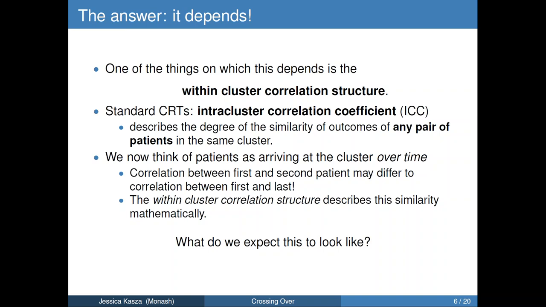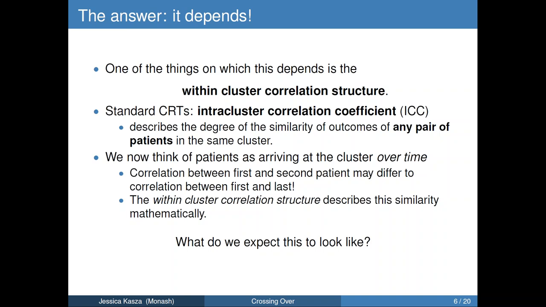So when we start to think of the trial proceeding in this way, something that occurs over time, we need to start thinking about the correlation not just between any pair of patients, but the fact that the correlation, say, between the first and the second patient included within a cluster in a trial may be different to the correlation between the outcomes of the first patient and the last patient. There may be some difference between those two. And the within cluster correlation structure is an extension of the intracluster correlation coefficient that describes the similarity mathematically.